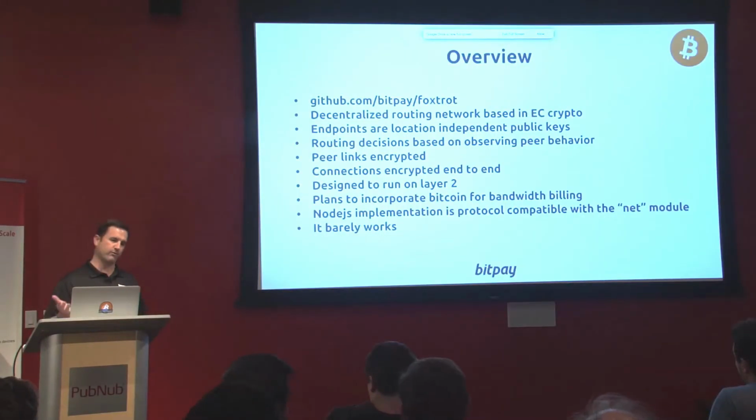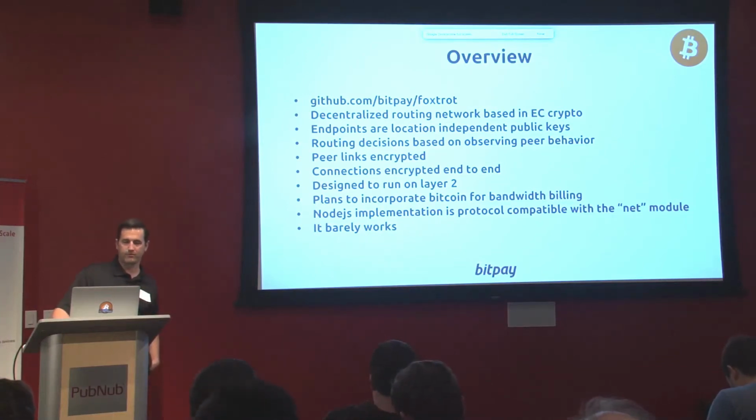All right, Foxtrot. So I put it up on GitHub this morning. It's at github.com/bitpay/Foxtrot. And what this is, is a decentralized routing network based on elliptic curve cryptography, the same cryptography obviously used in Bitcoin. The endpoints in this routing network are specified by public keys, so you can see a key pair.